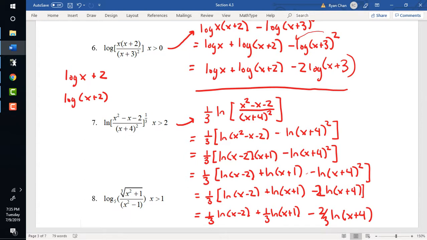I'm not going to do this for you, but just remember, the tricky thing is, notice if I have a cube root, I should realize it's the same thing as (x squared plus 1) over (x squared minus 1), raised to the 1/3. So be mindful about that.